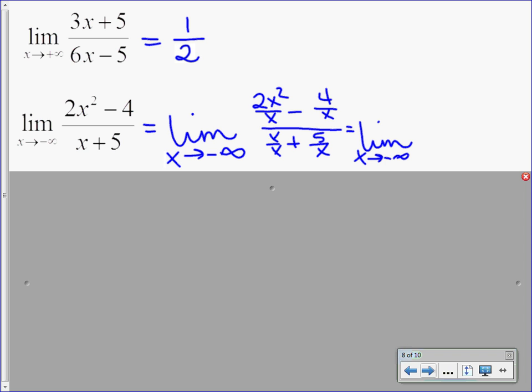So what are we left with? We're left with 2x minus 4 over x over 1 plus 5 over x. Okay? Well, we know that this 4 over x goes to 0 and this 5 over x goes to 0. And we're basically left with the limit as x approaches negative infinity of 2x. 2x is a what? A line. Negative infinity, that's the left side. It's falling towards the left. So this is negative infinity.